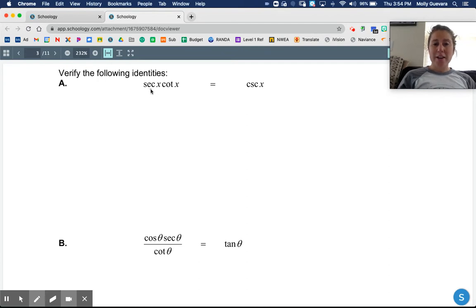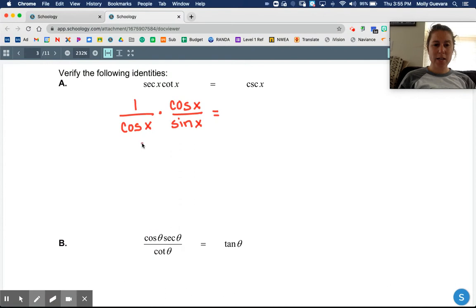So one strategy that I like to do if I can, is to rewrite everything in terms of sine and cosine. So secant is the same thing as 1 over cosine of x. And that's being multiplied by cotangent, which is cosine of x over sine of x. And then I just usually put the equal sign and just move it on down, okay?